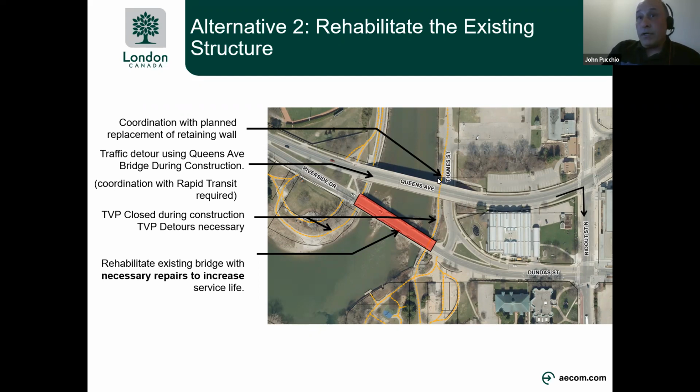One lane of traffic detouring on the Queens Bridge, located to the north of the Kensington Bridge, is a feasible alternative for detouring traffic. This is made necessary because of the nature of rehabilitation work on a truss bridge, as well as safety requirements of the traveling public during major construction work on the bridge. And finally, there will be a need to have some temporary TVP detours and closures through periods of the project as well.